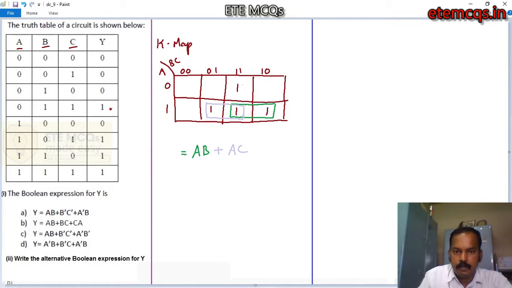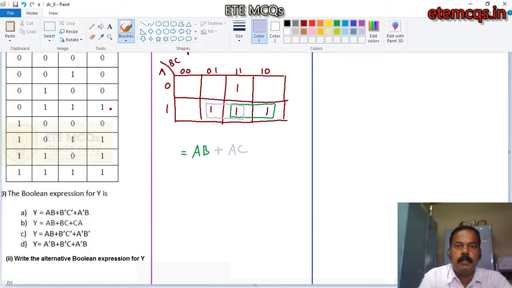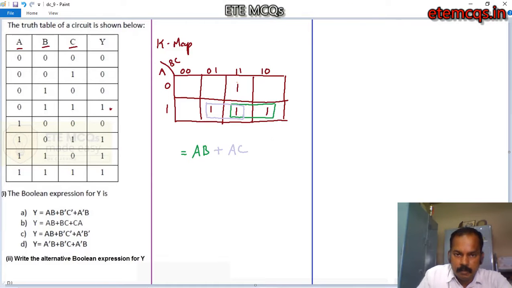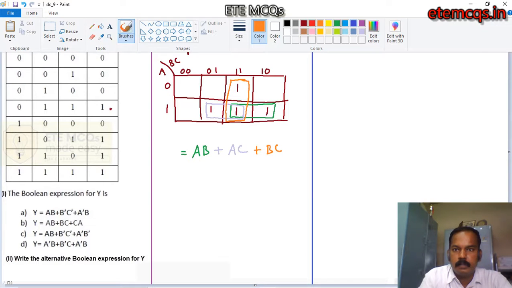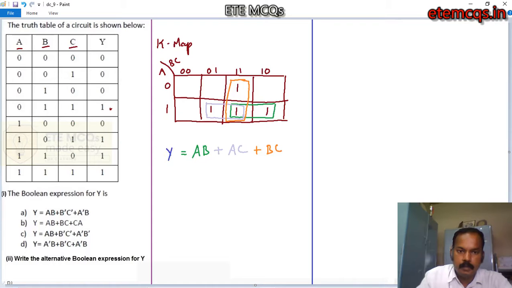Likewise, the only one that is left out is the one which corresponds to the cell 0, 1, 1. If we perform the grouping, we can notice that the only possible combination is this grouping. When you perform this grouping, B and C are constant. In this column you can notice B and C are constant throughout, it is 1, whereas A changes from 0 to 1, so it is plus BC. So the final resulting Boolean expression we get is Y equal to AB plus AC plus BC. So among the options, B is correct: AB plus AC plus BC.